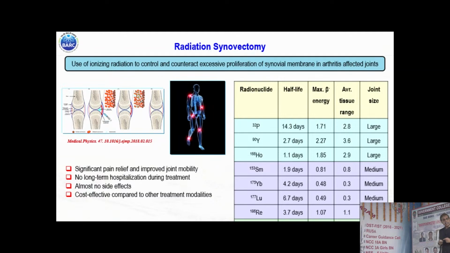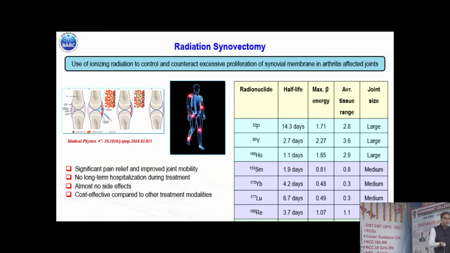So, this arthritis can be treated in different ways. You can do chemical synovectomy, where you inject some poisonous chemical to kill the excessive proliferation of the joints which causes the pain. Surgical synovectomy, where you do the surgery, and the other way is radiation synovectomy. The advantage of this is that there is significant pain relief and improved joint mobility, but no long time hospitalization is required. It is an almost day care process.